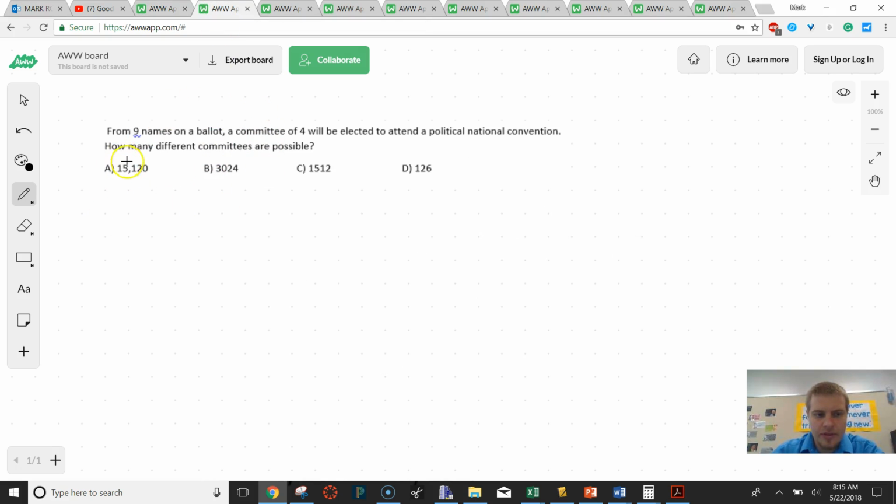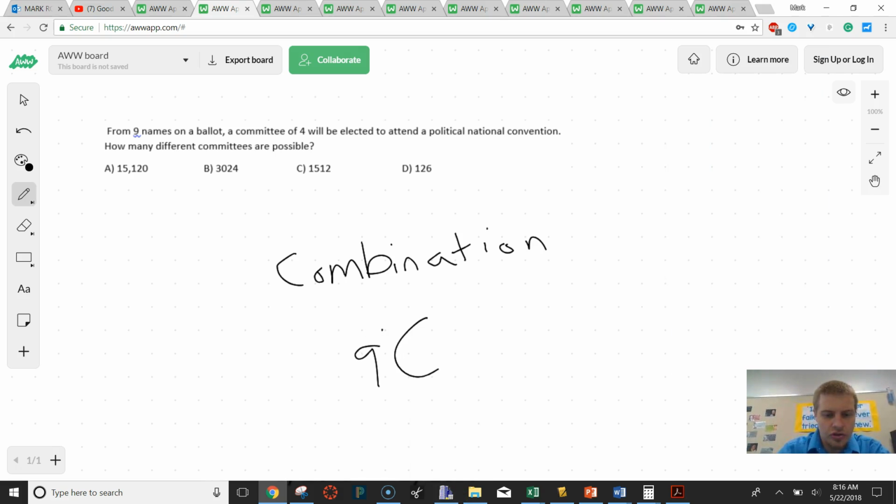In this second problem it says from 9 names on a ballot, a committee will elect 4 of the people. And so this one is a combination because the order that you select the people doesn't matter, because they're all going to be on the same committee. Like if they're chosen first or if they're chosen fourth, they're still just on the committee. So this would be 9 choose 4.